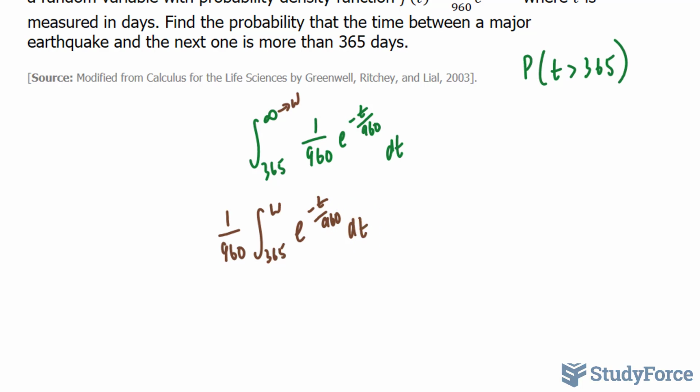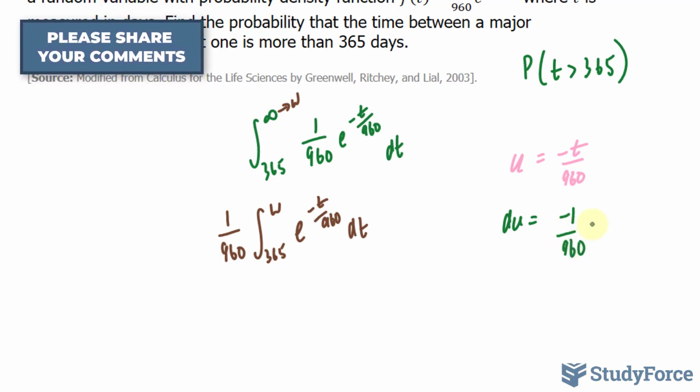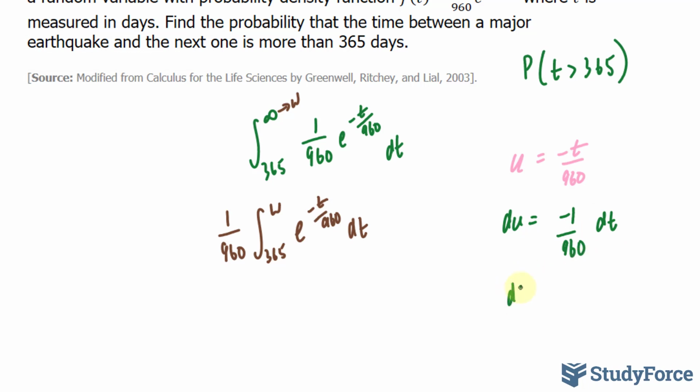I'll do a u substitution here where I'll set this equal to u and take the derivative implicitly with respect to t. So I have du is equal to negative 1 over 960 dt. Solving for dt, I get negative 960 du. So I'll replace this part with u and replace this part with negative 960 du.